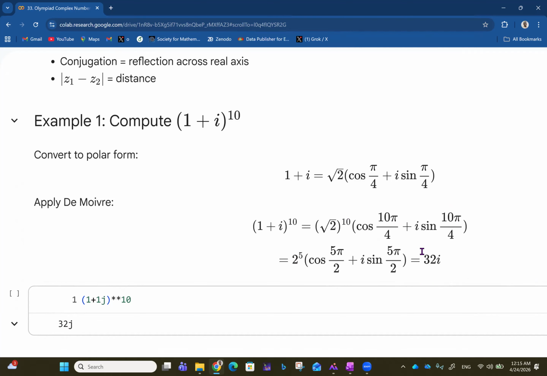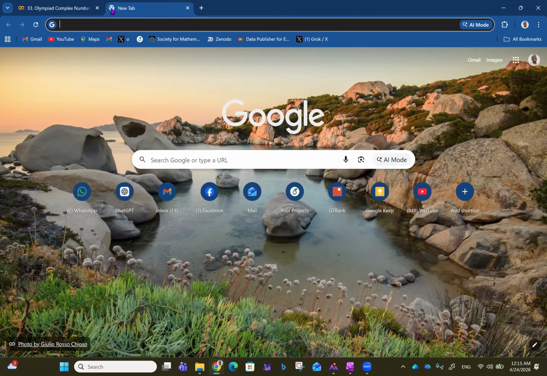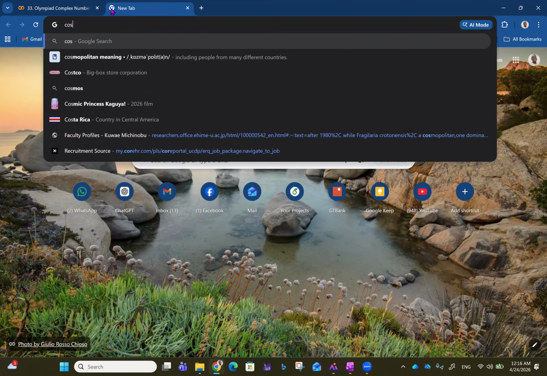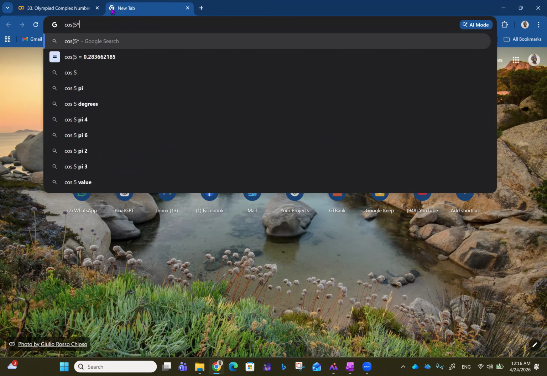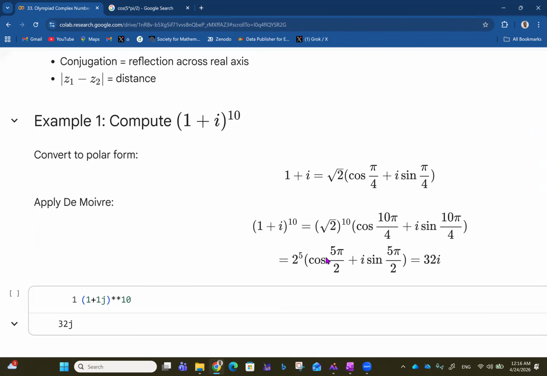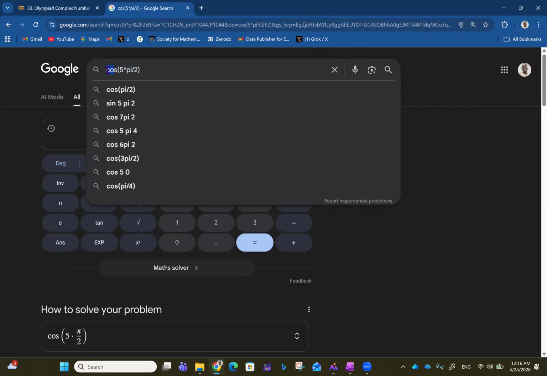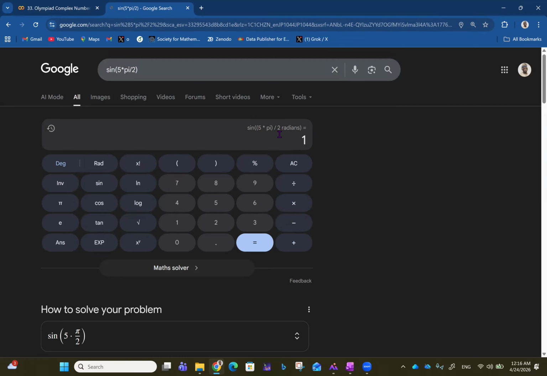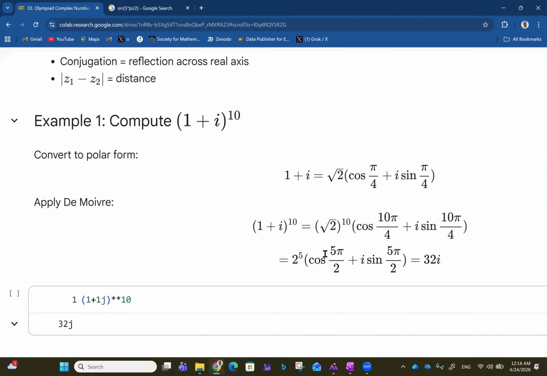So you can then find cos 5 pi over 2 and sin 5 pi over 2. You can even do that in Google. Let's do cos first: cos of 5 times pi divided by 2 gives 0, so that term will go. Then let's do sine: sin 5 pi over 2 is 1. So that means you have 2 to the power 5 multiplied by (0 + i times 1). 2 to the power 5 is 32, with this i here, that's 32i, basically.